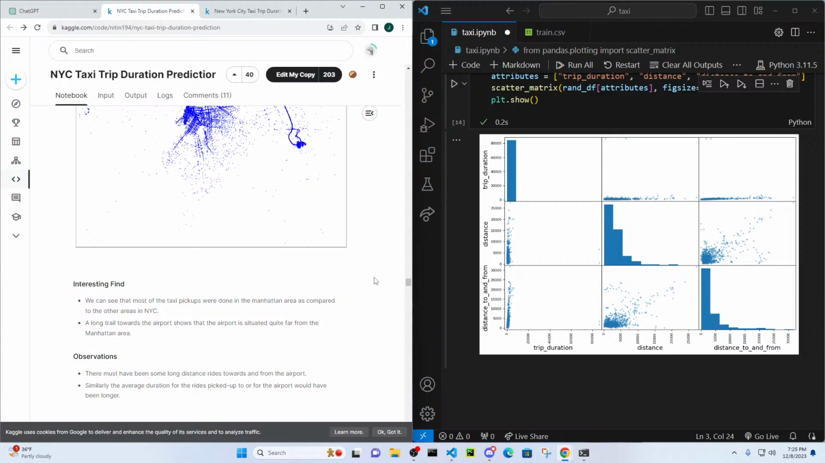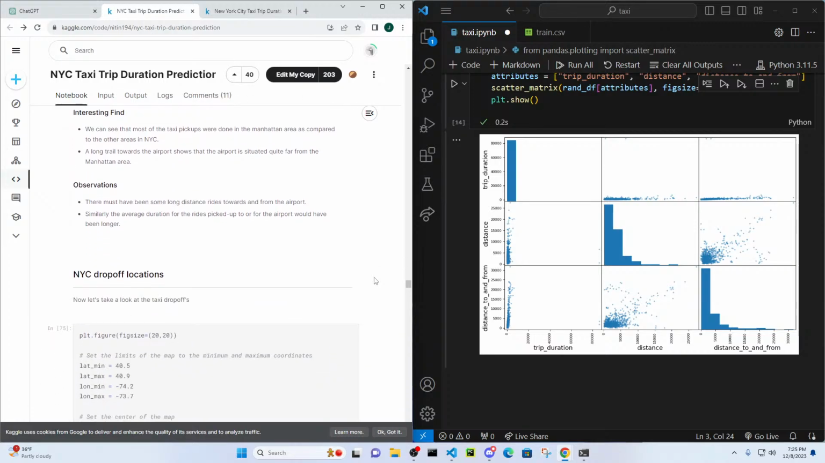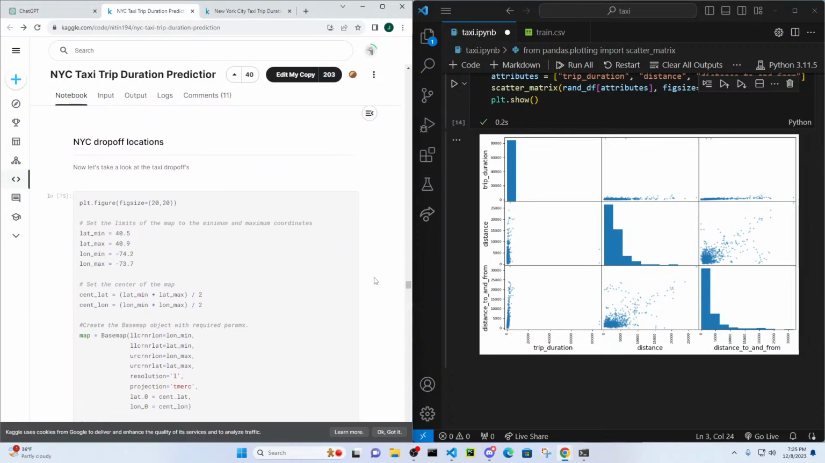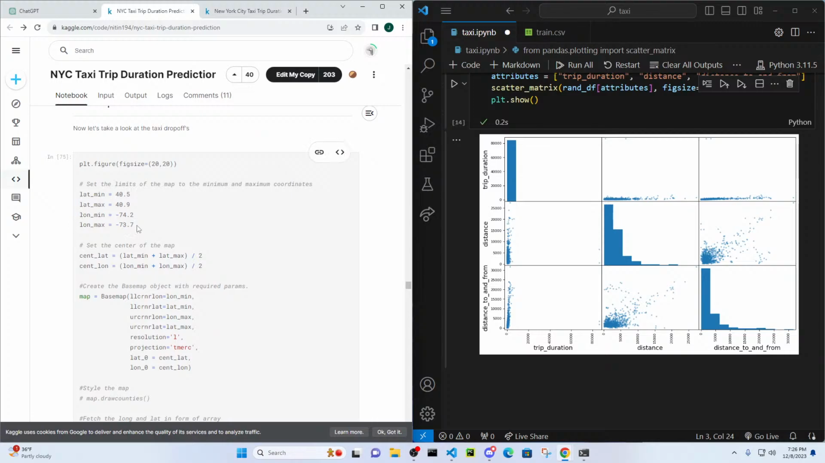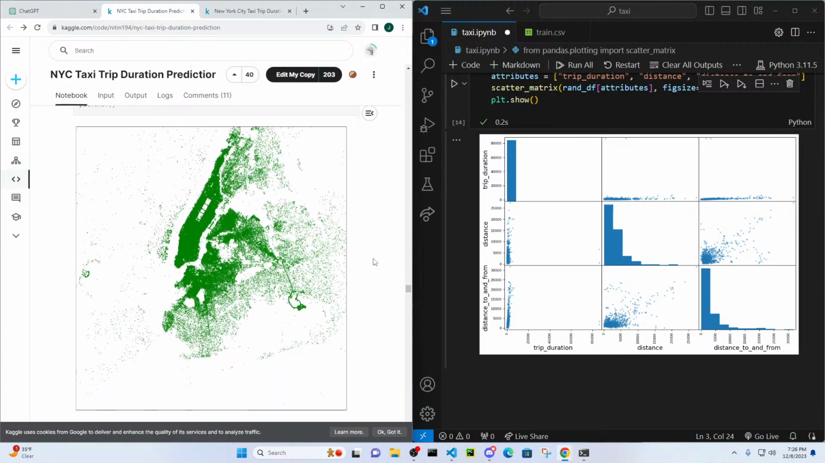So there must have been some long-distance rides towards and from the airport. Similarly, the average duration for the rides picked up to or from the airport would have been longer. Yes. So now drop-offs. So he's doing the same thing. He is creating the constraints of the map. And then, wow, okay. So same thing. You can see the airports too. And you start to see the shape of New Jersey as well.